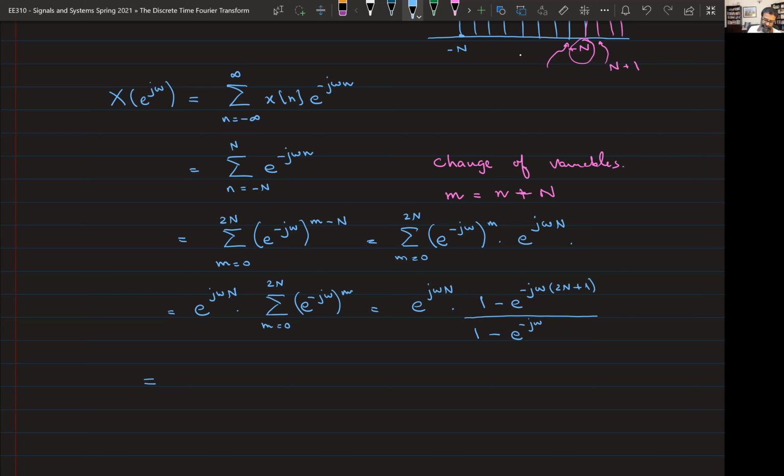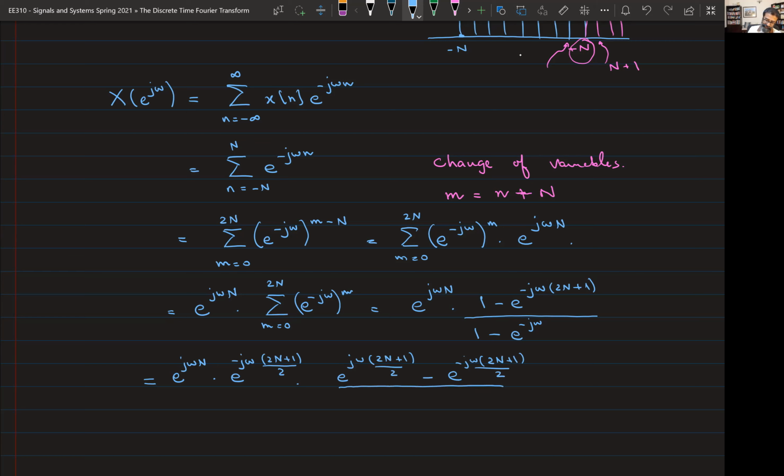The way I'm going to go about this is use a trick. This is e raised to j omega N. I'm going to say, let me bring this out as a common factor in the numerator, and this is e raised to plus j omega times (2N plus 1) divided by 2, minus e raised to minus j omega times (2N plus 1) divided by 2.